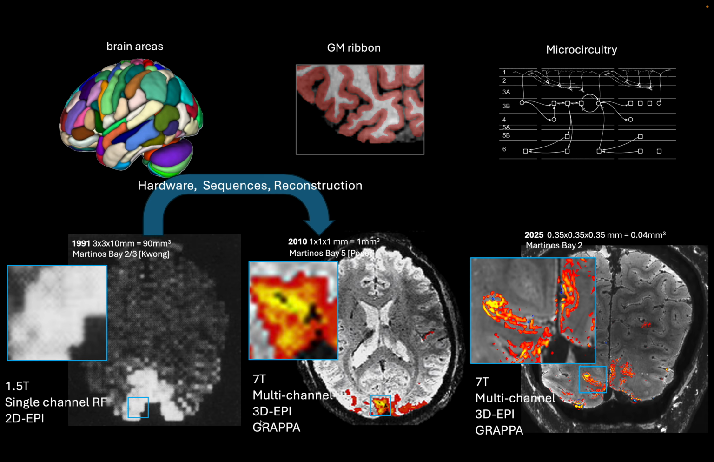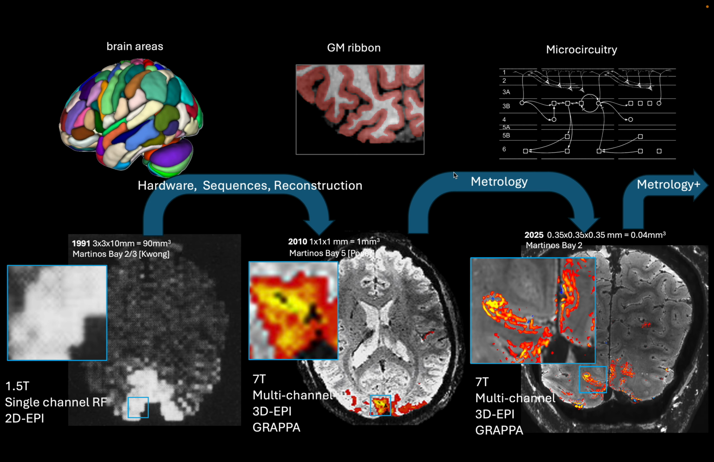But then what happened and what changed in the last 1.5 decades, right? We are still using the same old 7T. We are still using the same old multi-channel arrays, the same old 3D EPI with undersampling patterns. So I believe the big improvement in the last 1.5 decades was metrology. And I think it will play an important role also as we move forward to the next order of magnitude of voxel volume reduction in the next decade.